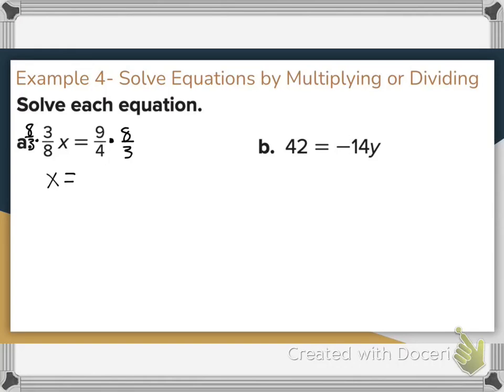Okay? So, multiplying the numerators, what's 9 times 8? 72. What's 4 times 3? Multiply my denominators. 12. Now, what's 72 divided by 12? It does give you a whole number.